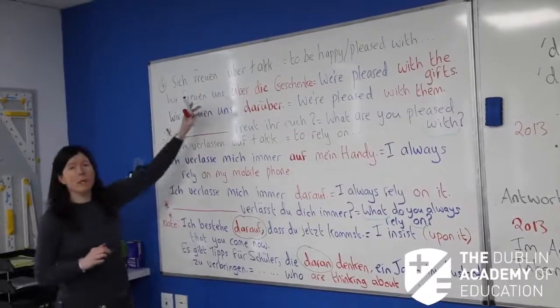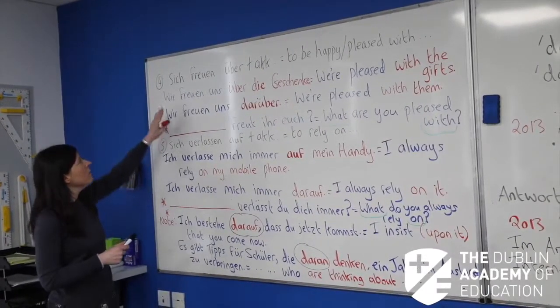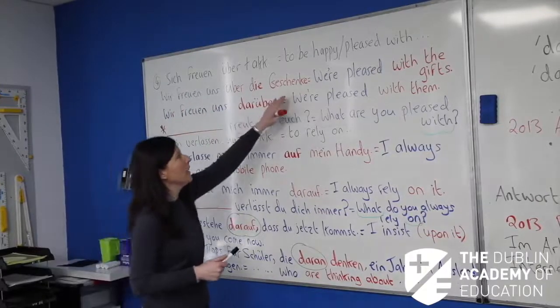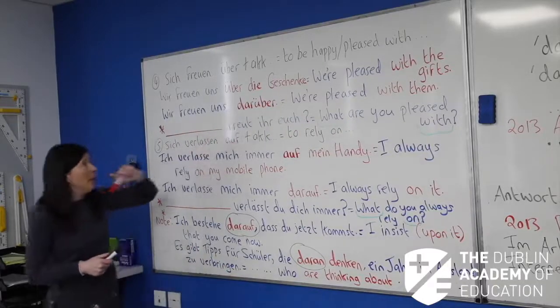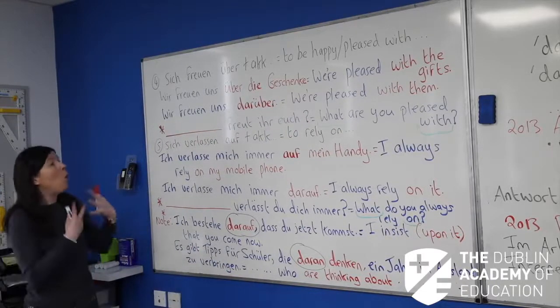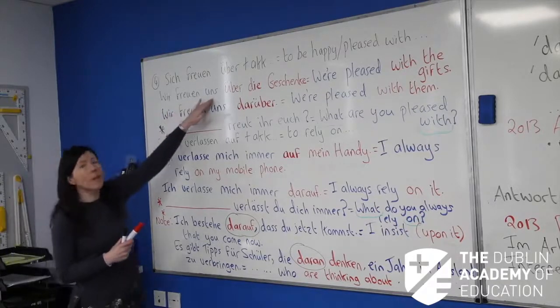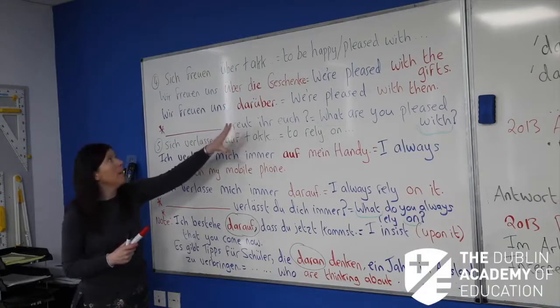Sich freuen über, an Akkusativ, to be happy or pleased with. Wir freuen uns über die Geschenke. We're pleased with the gifts. Wir freuen uns darüber. We're pleased with them. But what if I want to ask, what are you pleased with? Okay, so notice if you're answering with wir freuen uns, the question will be freut ihr euch.